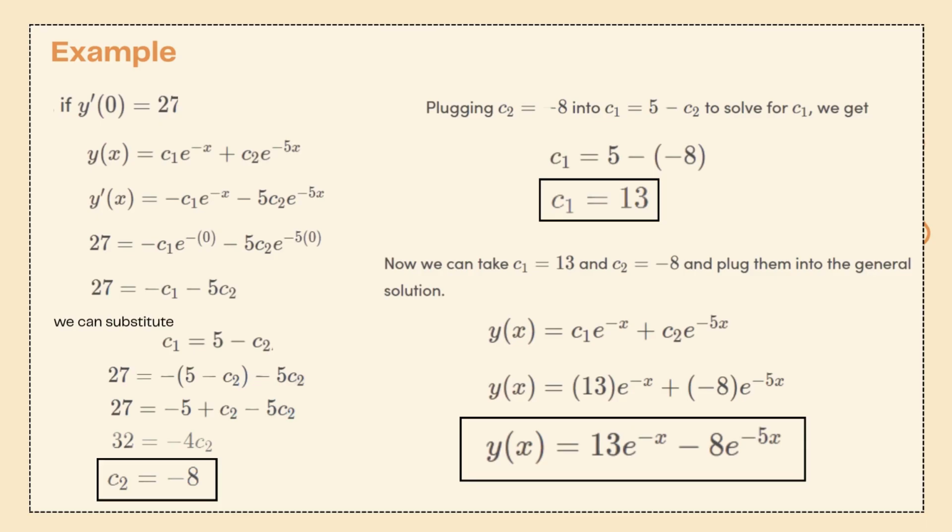Now, we can take c sub 1 is equal to 13 and c sub 2 is equal to negative 8 and plug them into the general solution. y of x is equal to c sub 1 e raised to negative x plus c sub 2 e raised to negative 5x. y of x is equal to 13e raised to negative x plus negative 8e raised to negative 5x. So the final answer is y of x is equal to 13e raised to negative x minus 8e raised to negative 5x. Thank you.